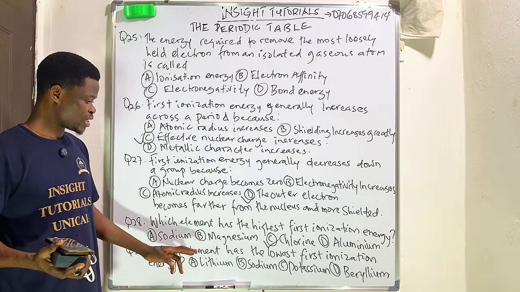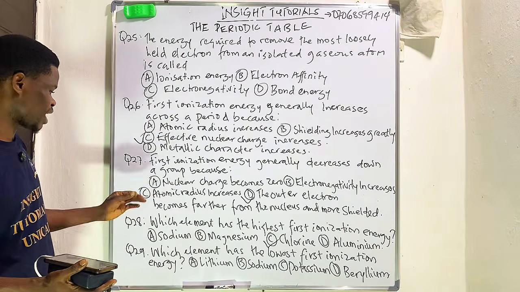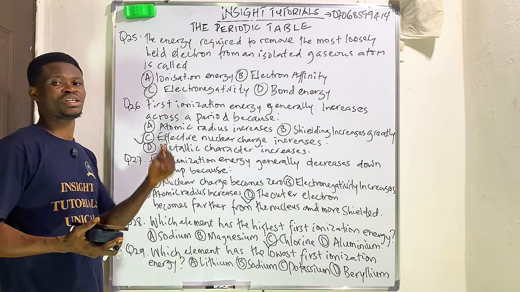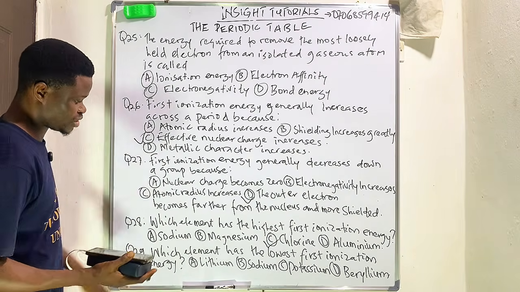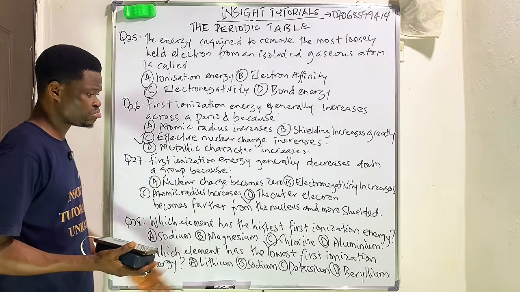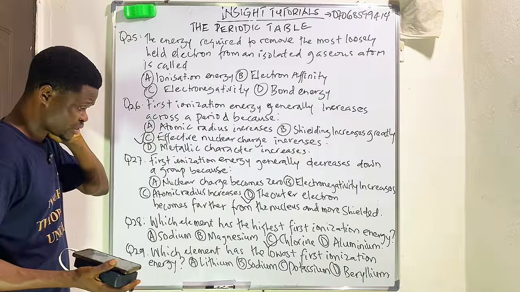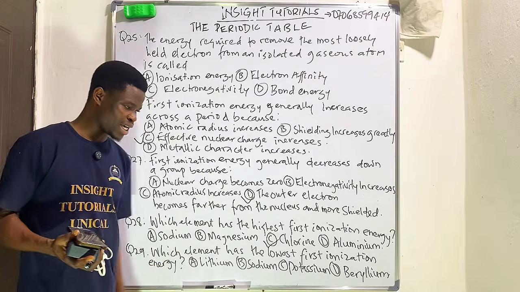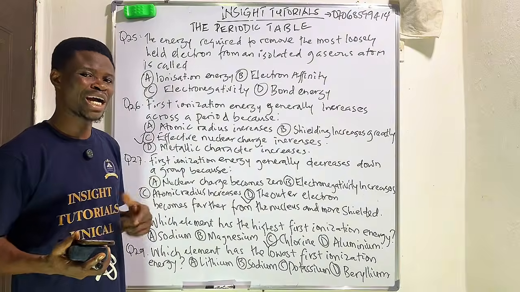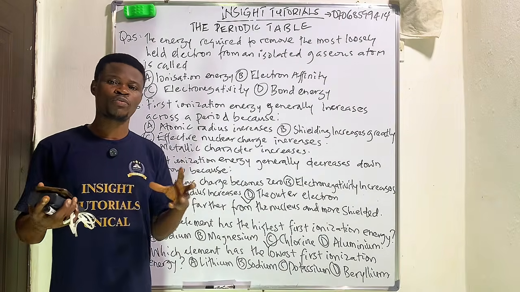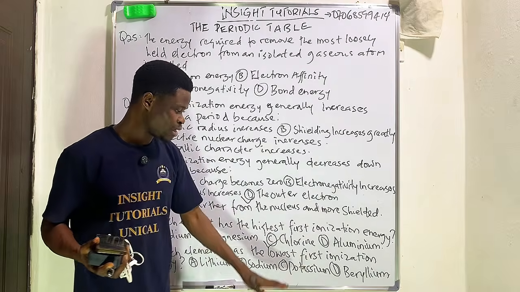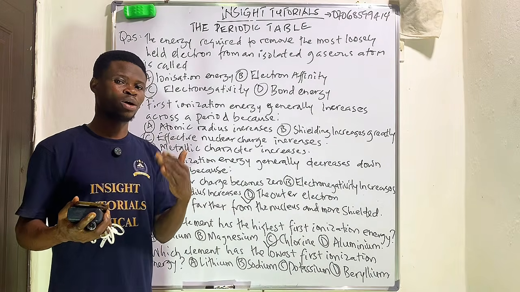Now it says, which element has the lowest first ionization energy? What you need to know is that ionization energy decreases down the group. Notice that lithium, sodium and potassium are all in the same group. Beryllium is in group 2, yes, but we're going to use this as a guide. Also, very important, to know which one has the lowest ionization energy, you look at how many shells it has. Among all of these elements, potassium is the one that has the highest number of shells.